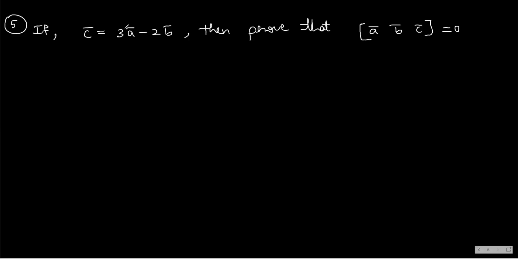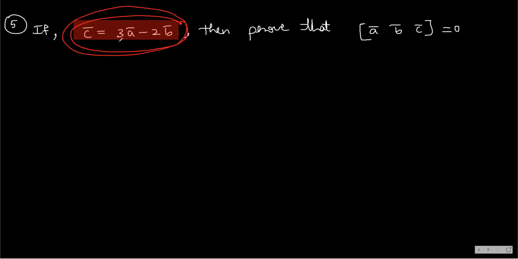So in question number 5, we are given C bar is 3A bar minus 2B bar. That is, C bar is a linear combination of A bar and B bar. So as such, students, whenever one vector can be expressed as a unique linear combination of the other two vectors, then those three vectors are coplanar vectors.